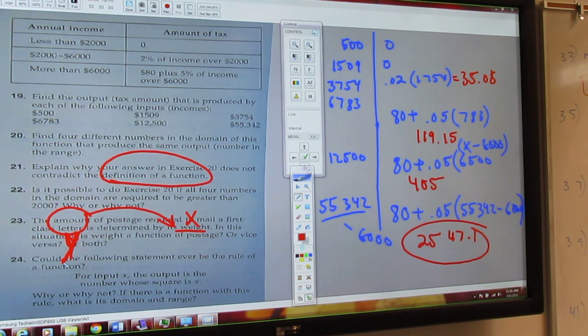So in other words, can I look at how much something weighs and find out how much it costs? Can I look at how much something costs and know how much it weighed? If I can determine how much it costs from how much it weighs, then I can do the backwards. Therefore, it's a function both ways. In fact, it's a linear function.